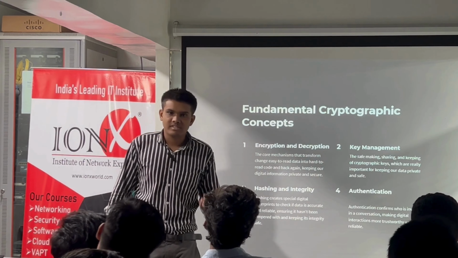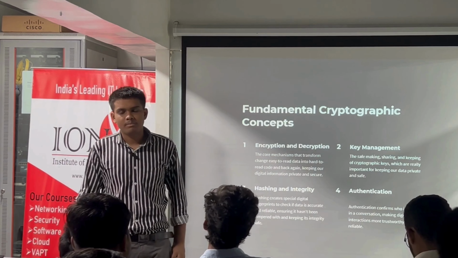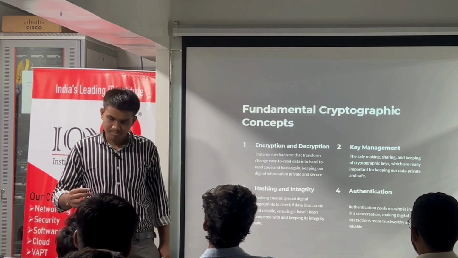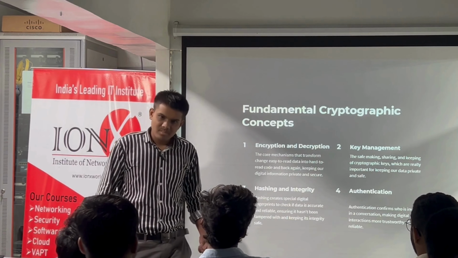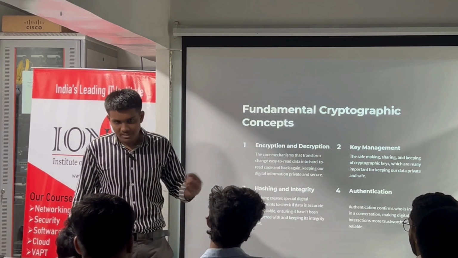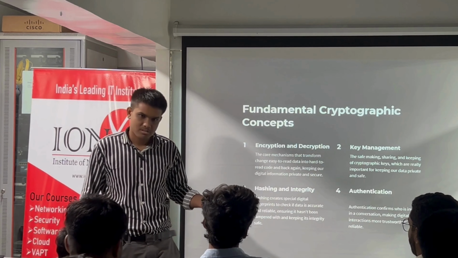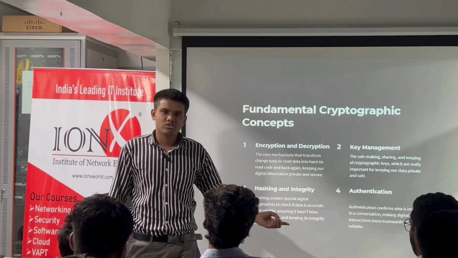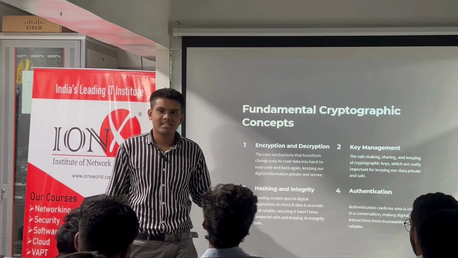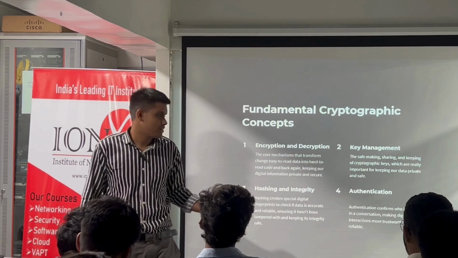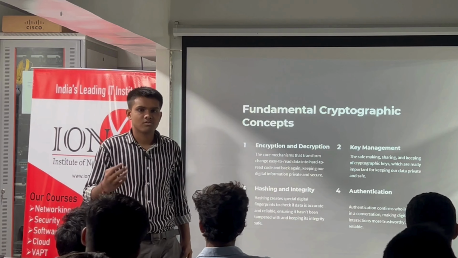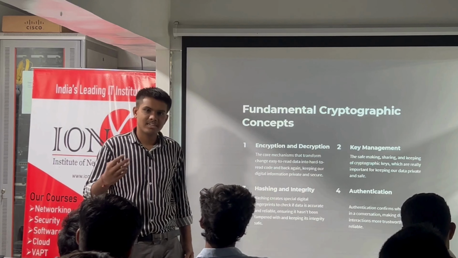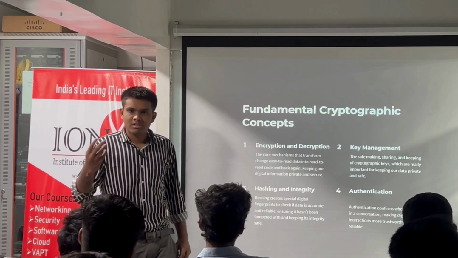The safe making of keys, distributing them, and storage of cryptographic keys is very crucial for our data security. And third one is hashing and integrity. Hashing creates a special digital footprint that ensures our data reliability and checks if it's tampered or not. And authentication confirms who we are talking with. So it makes digital communication more trustworthy.